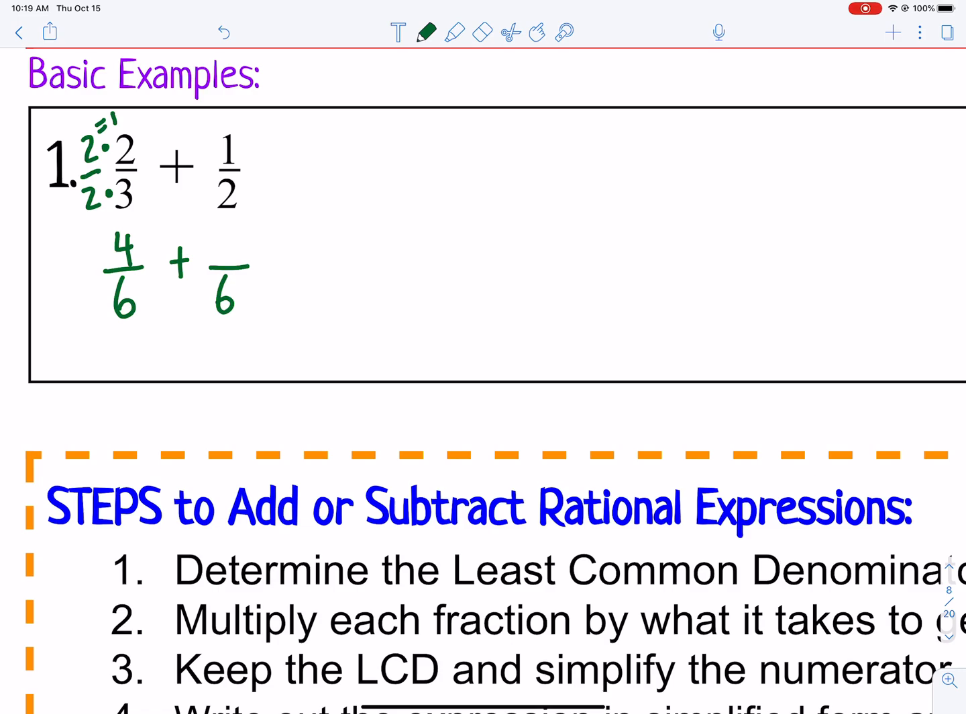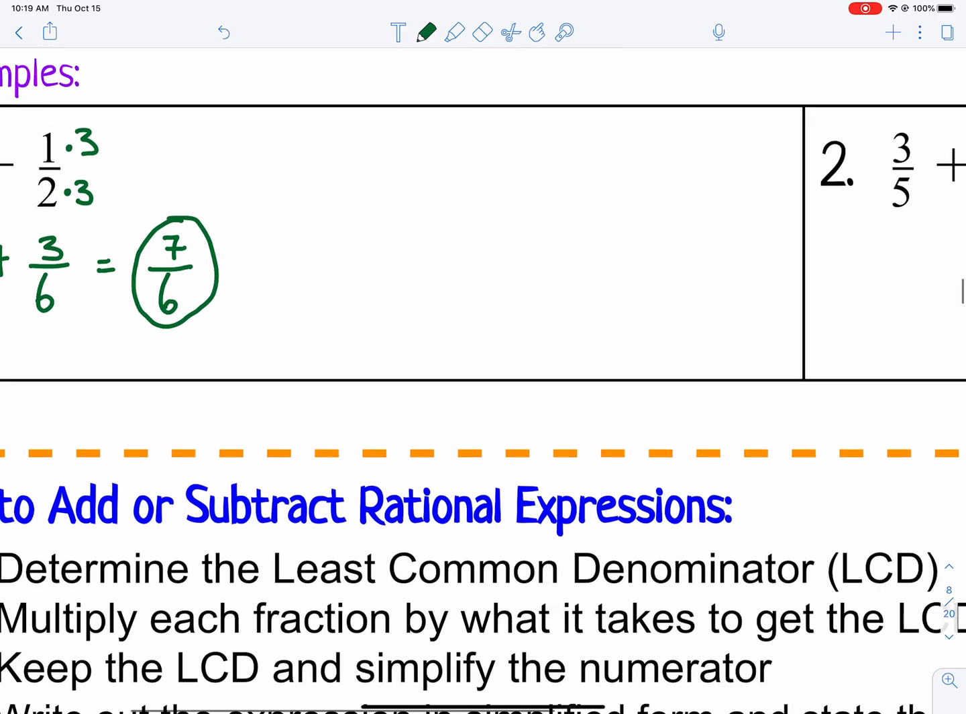So really you're not changing what you have, you're just changing it so it has a common denominator with the other fraction. For the fraction on the right, we need to multiply 2 times 3, and then also multiply the numerator by 3. So we end up with 3 over 6, which again is equivalent to the 1/2 we started with, but now they both have a common denominator of 6. So let's bring that over and then combine the numerator. 4 plus 3 would be 7.